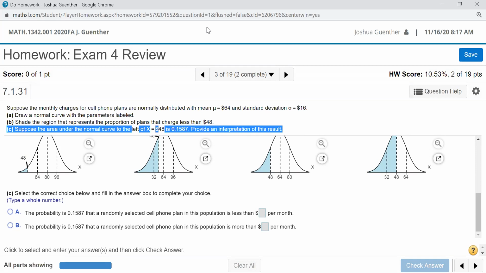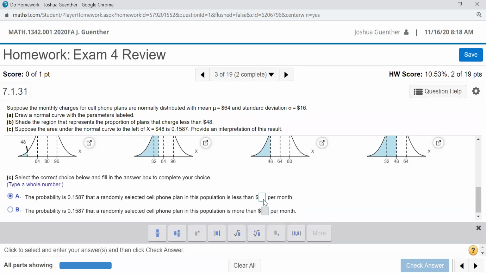But anyways, part C. Suppose the area under the normal curve to the left of x equals $48 is 0.1587, which is actually exactly what it is if your mean and standard deviation are 64 and 16. So let's select the correct interpretation of that. Interpretation A: the probability is 0.1587, or about 15.87%, or about 16%, that a randomly selected cell phone plan in this population is less than $48 per month. That's going to be it.